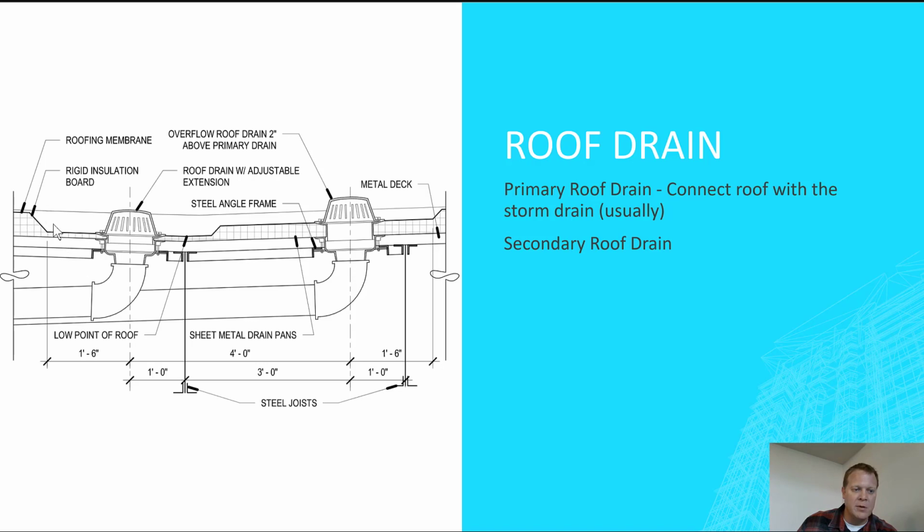They build this little area cut out so that the water will definitely come into this location. And which one's the primary, which one's the secondary? Well, this one's the primary because it's lower, and this one's the secondary. This one's going to go into the storm drain usually, and this one usually daylights out onto a surface on the outside of the building.